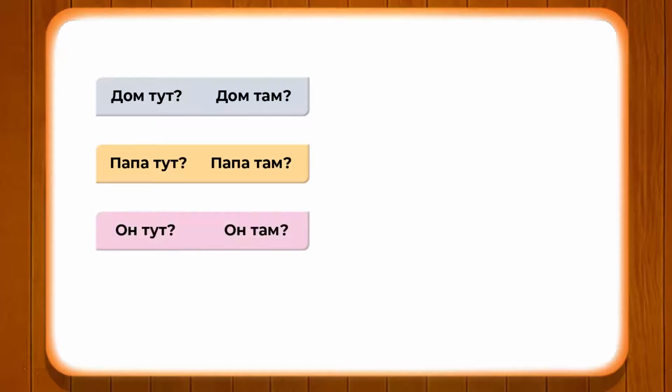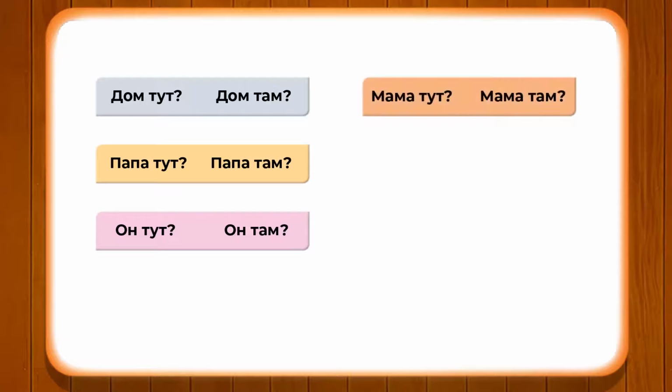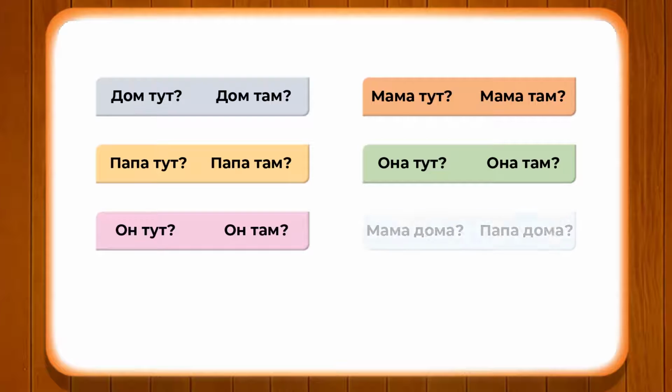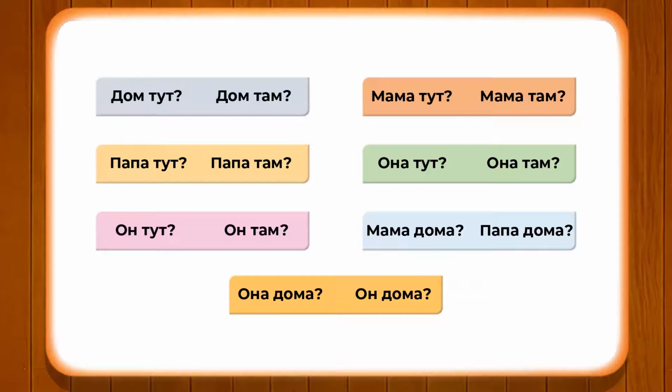Дом тут, дом там, папа тут, папа там, он тут, он там, мама тут, мама там, она тут, она там, мама дома, папа дома, она дома, он дома. So, with these simple sentences, you can see why and how these tones are going high or low depending on the different sentences.